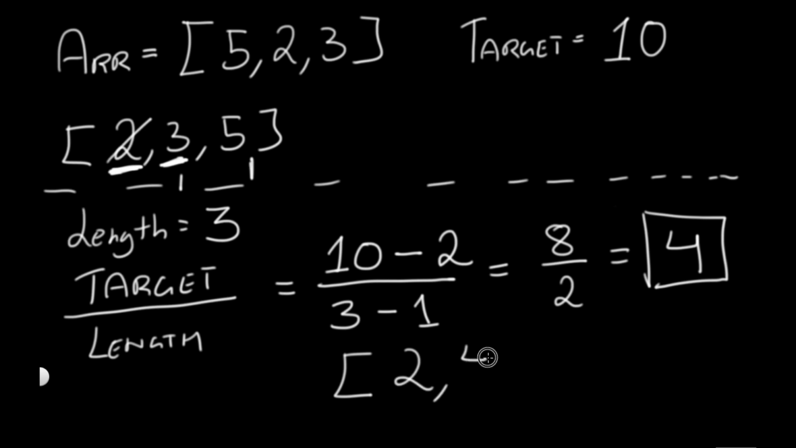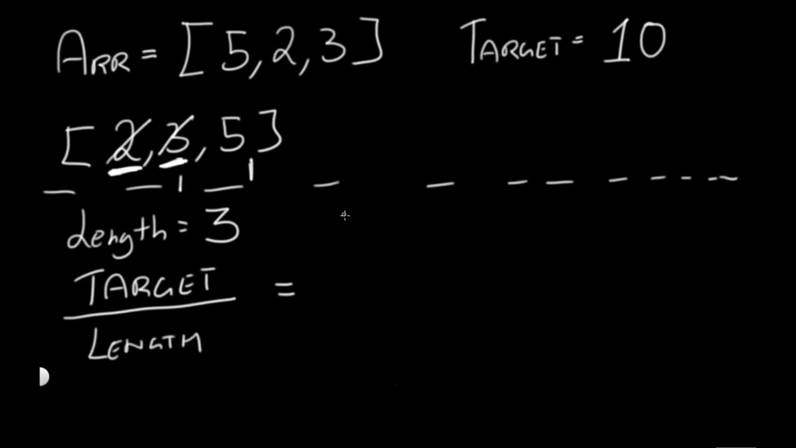So 2, 4, 4. Now we're going to check if the element is equal to 4 or greater than 4. So 3 is neither equal to nor greater than 4. So in that case, we're going to ignore this as well. And now we're going to iterate through the next number.